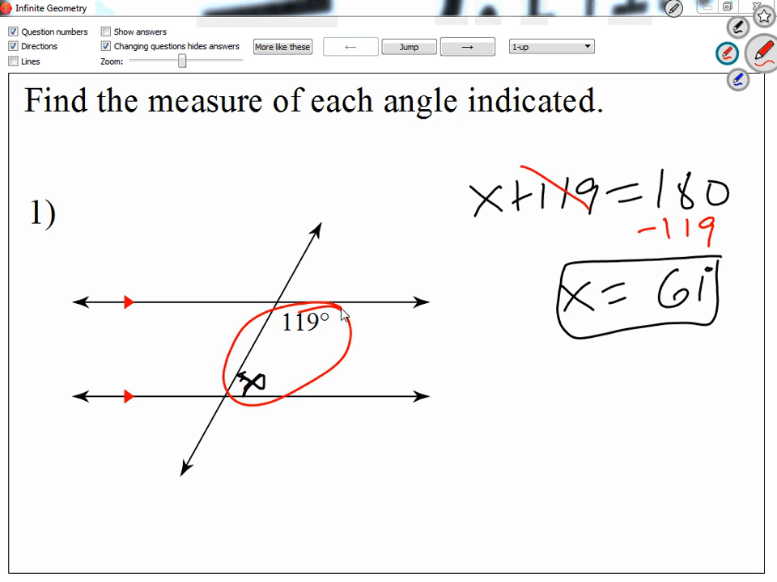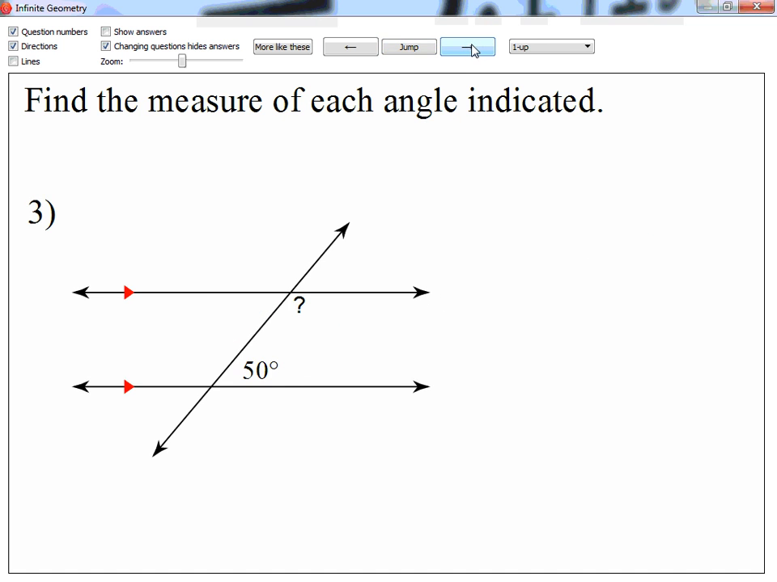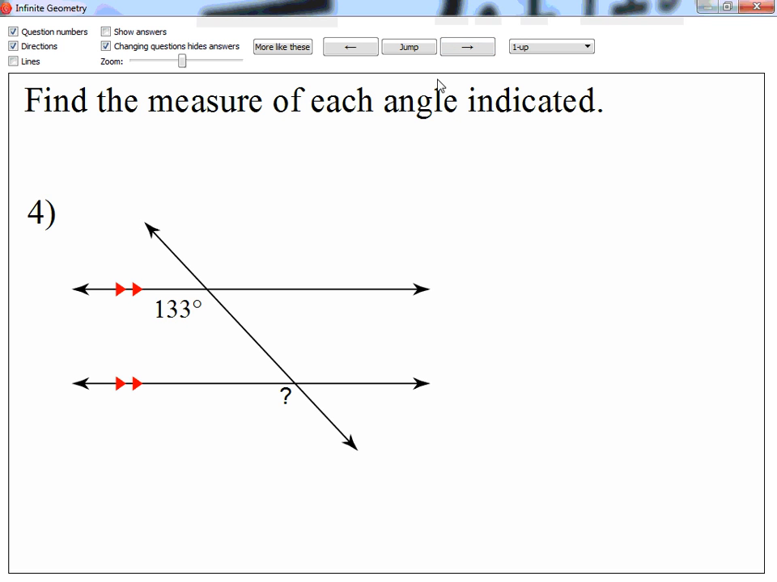For today, we're going to have corresponding or same side interior angles. We'll have a mixture of both. For corresponding, they equal each other. Same side interior, they add up to 180. Let me take a look at an example of corresponding, in question number 4.